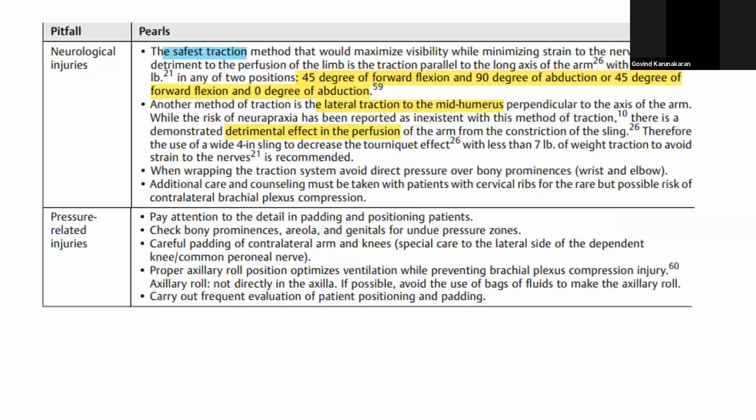So the pitfalls and pearls which can be followed for neurological injuries in the lateral position: the safe traction has been advised as 45 degrees of forward flexion and 90 degrees of abduction, or 45 degrees of forward flexion and 0 degrees of abduction. If you move away from these values, the chances of tension to the brachial plexus increase. Another method of traction, as I said, would be a lateral traction to the mid-humerus, which will increase the vertical component of the traction and distract the joint more. But then the detrimental effect on perfusion of the arm because of the constriction of the sling should be considered. A wider sling should always be used, and the weight applied should also be reduced.